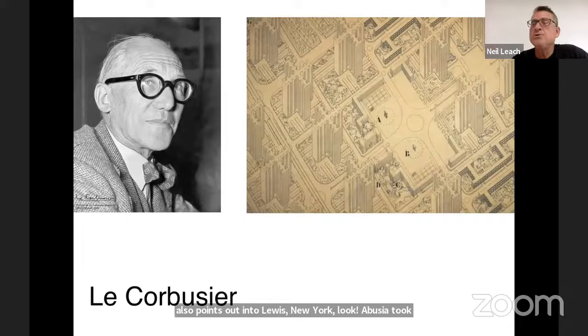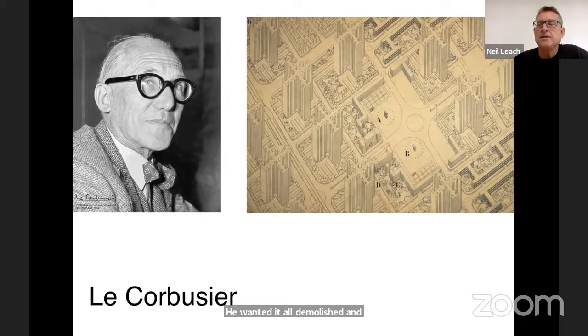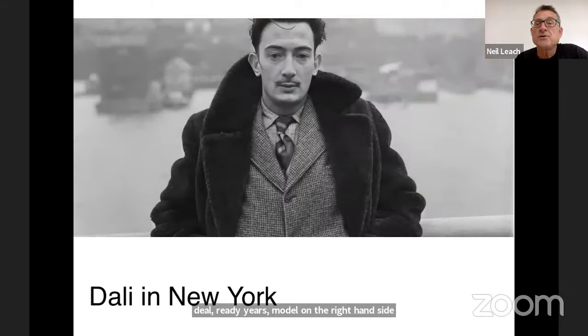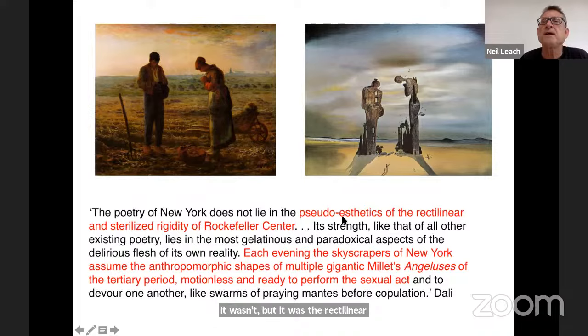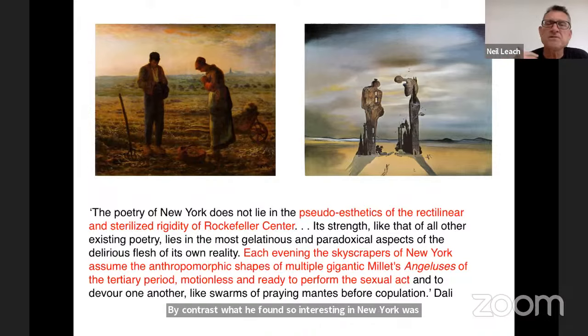For Le Corbusier, New York was simply not rational enough. He wanted it all demolished and rebuilt in this kind of ville radieuse model on the right-hand side. Meanwhile, Salvador Dali, when he went there, was very skeptical about the logic of rational buildings that were going on. And he makes this comment about the Rockefeller Center. Not that the Rockefeller Center was designed by Le Corbusier, it wasn't, but it was the rectilinear and sterilized rigidity of the building that he found so problematic. By contrast, what he found so interesting in New York was something else, something that was not sterile, but was actually visceral, that was animated in some way.